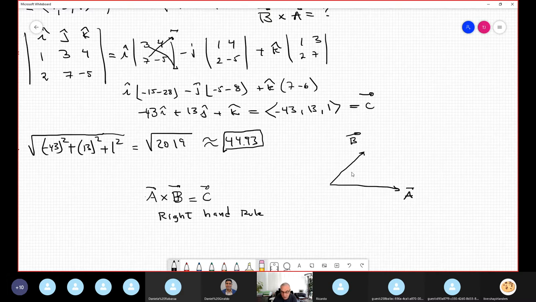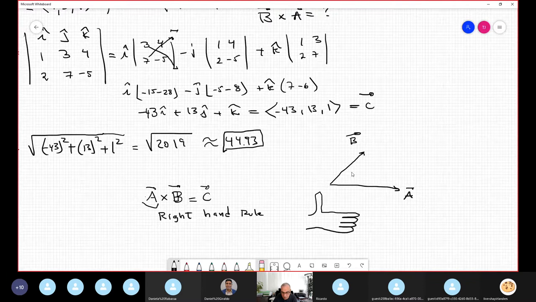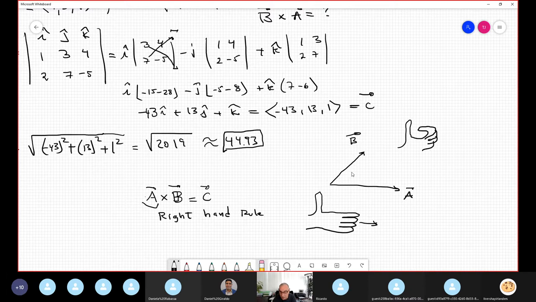What is the rule? The rule is you use your right hand, and you put a finger pointing to the first vector, that's A. Suppose that this is your hand. Now you rotate, move your finger in the direction of B to touch the arrow of B. So basically, now my hand looks like that. And the thumb indicates the direction of the vector C, the cross product. Bam! That is the direction.